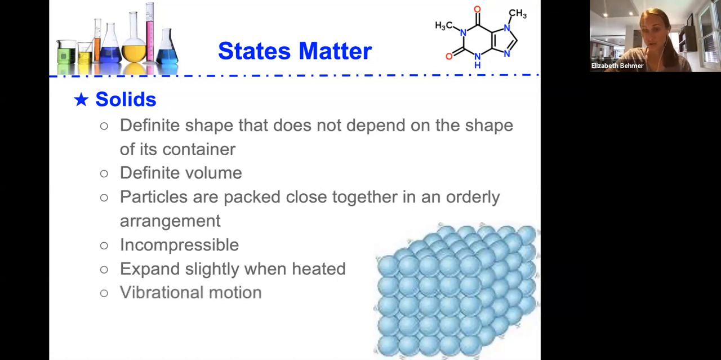There is vibrational motion of those tightly compacted particles when they're heated, but there's very low kinetic energy, meaning they're not moving around a lot. They're just slightly moving because they're very compacted tightly together. All of these properties are what define a solid.